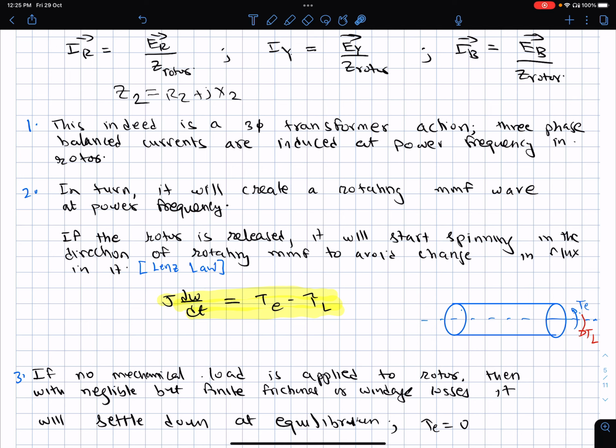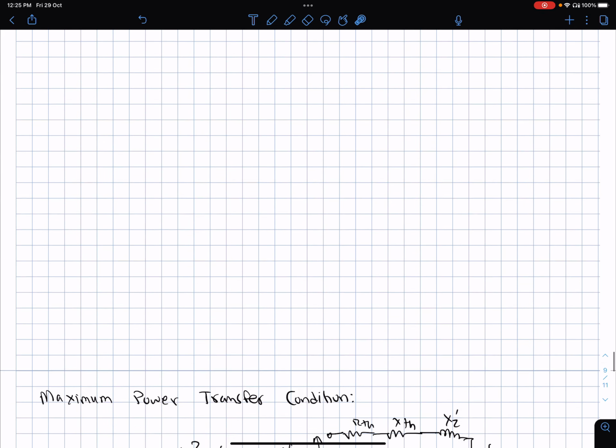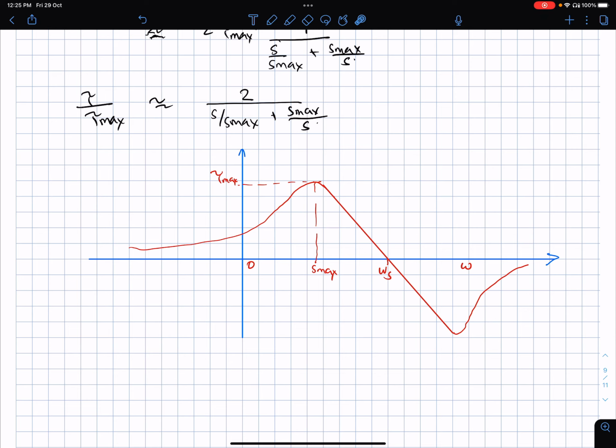Now if the machine is unloaded, we started our discussion with an unloaded machine, then TL will be 0. So for steady state, TE should also come out to be 0. If TE has to come out to be 0, then there should not be any rate of change of flux happening with the rotor winding. And if there is not to be any rate of change with the rotor winding, then the rotor should speed up to the synchronous speed omega s.